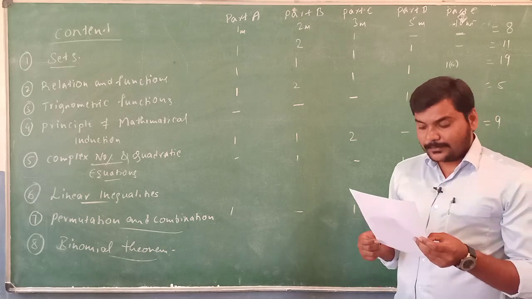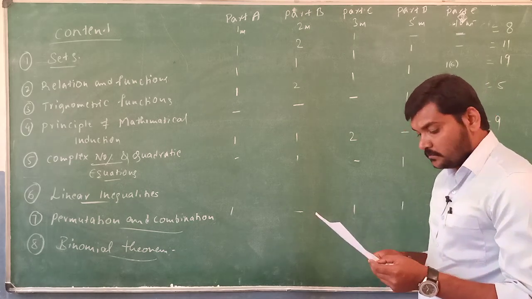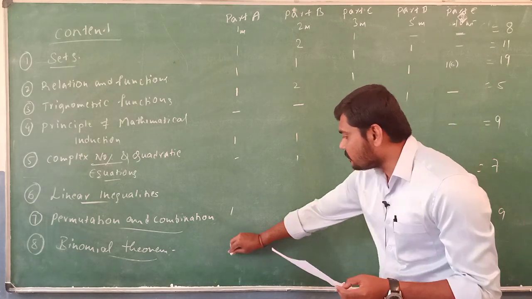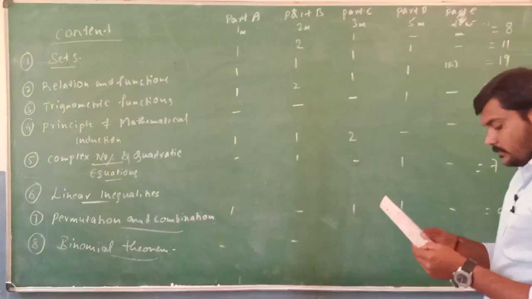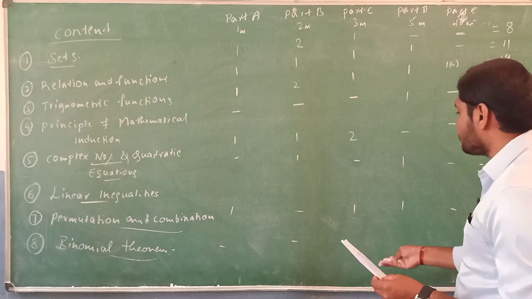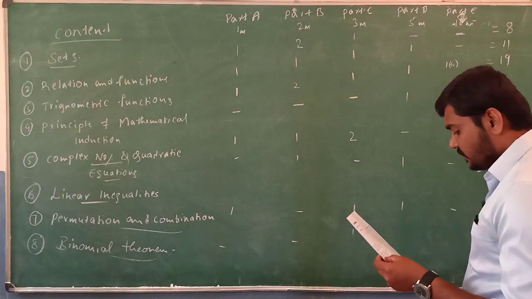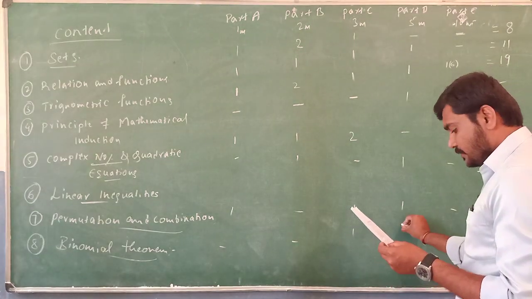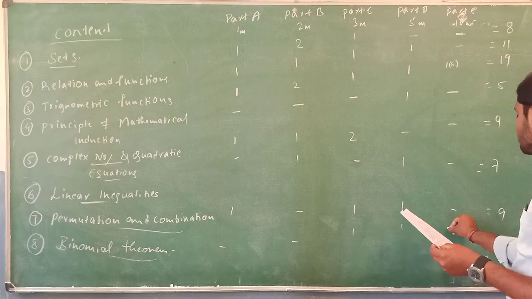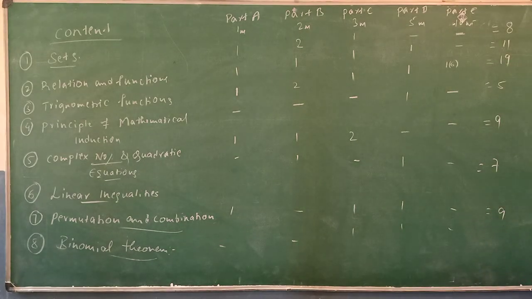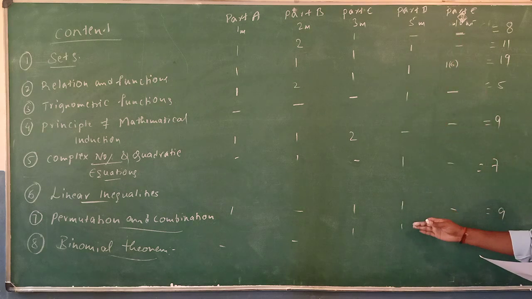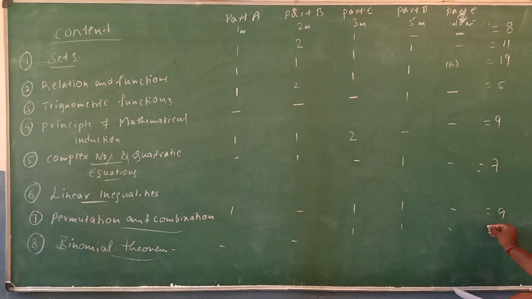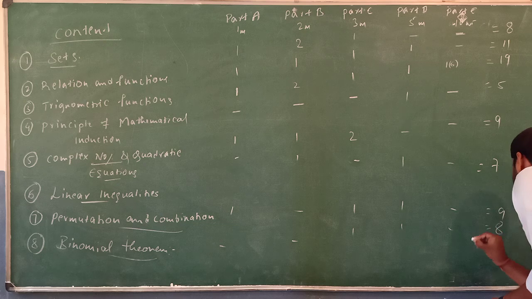So the number of marks and number of questions is allotted here. In binomial theorem, there will be no 1 mark question and no 2 marks question. We have one 3 marks question and one 5 marks question. There will be no question allotted for 10 marks. So the total number of marks is going to be 8 marks.